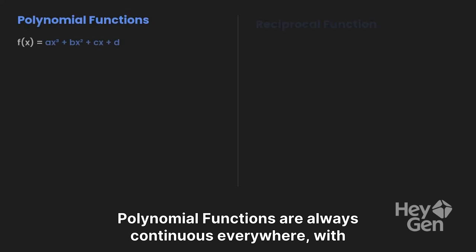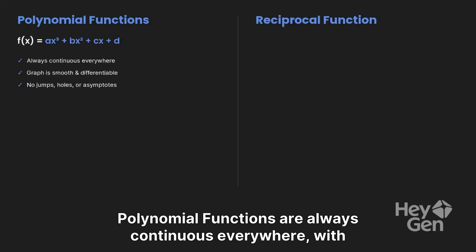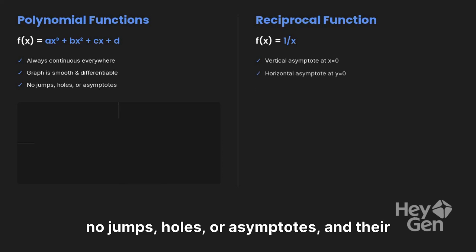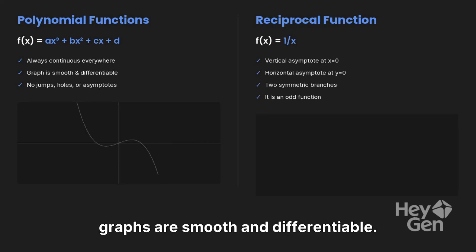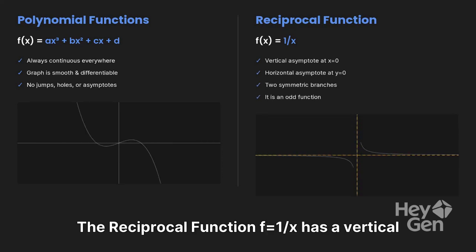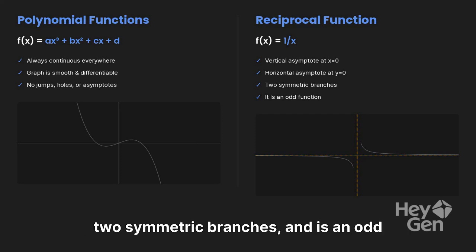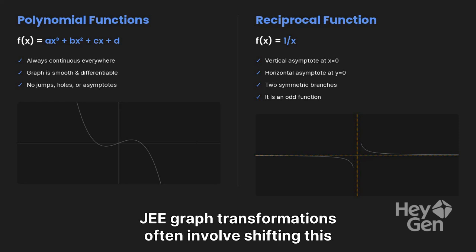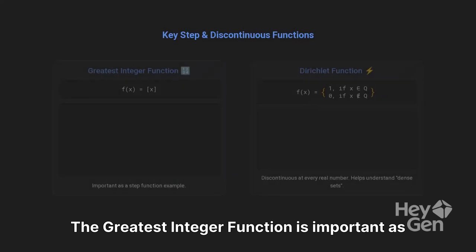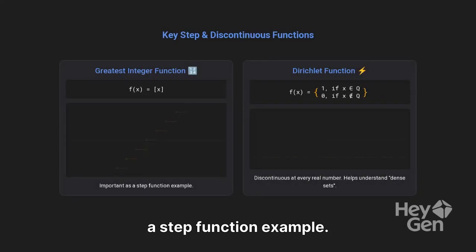Polynomial functions are always continuous everywhere, with no jumps, holes, or asymptotes, and their graphs are smooth and differentiable. The reciprocal function f of x equals 1/x has a vertical asymptote at x equals 0, a horizontal asymptote y equals 0, two symmetric branches, and is an odd function. JEE graph transformations often involve shifting this graph. The greatest integer function is important as a step function example.